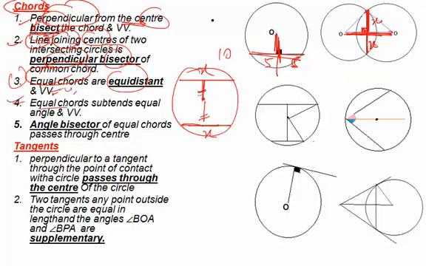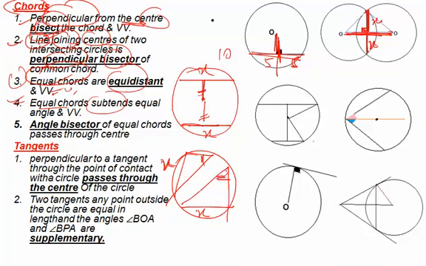Next, equal chords subtend equal angles. Suppose this is a circle and this is a chord and this is another chord, equal in length, x and x. So the angle subtended by this chord and the angle subtended by this chord are always equal. This angle and this angle are equal.